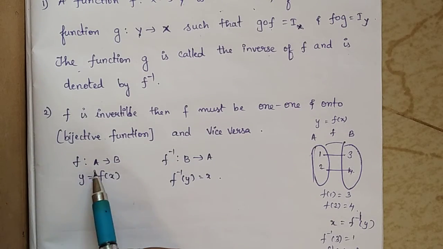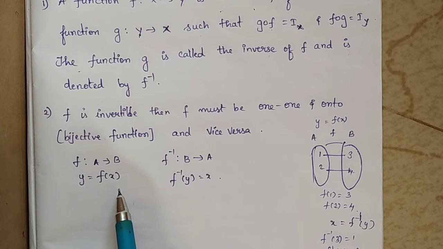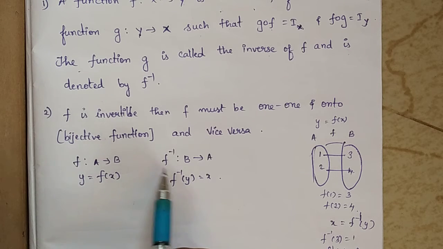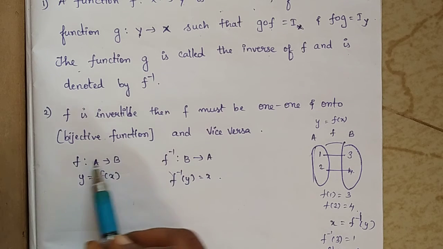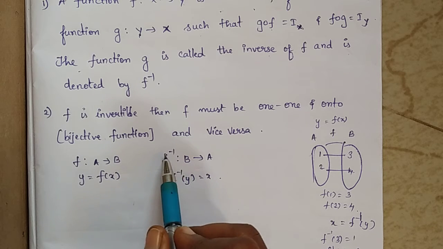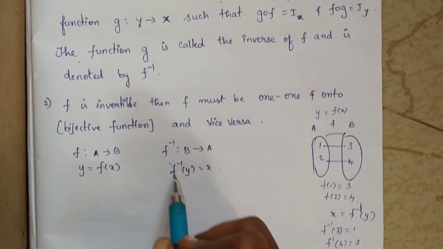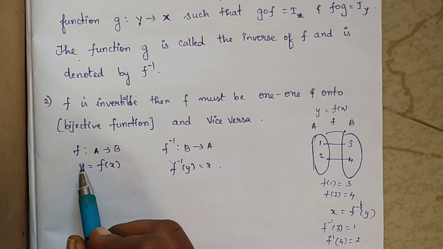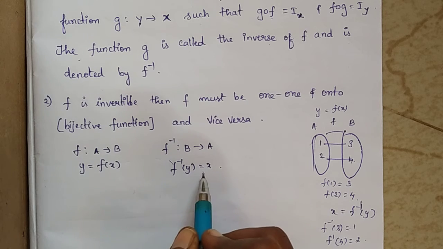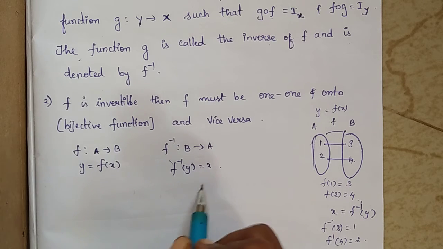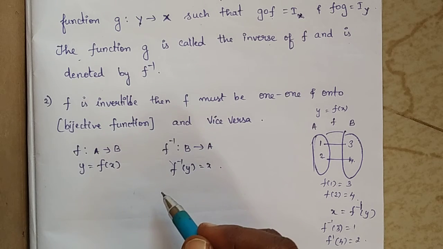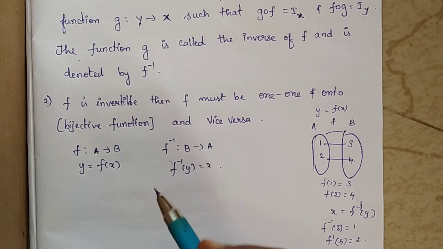Now see here, f from a to b, y is equal to f of x is my function, then the inverse of function will interchange these two, f inverse from b to a. Similarly, when this f goes to the next side, f inverse of y will be equal to x. Now let us understand this definition by taking an example.